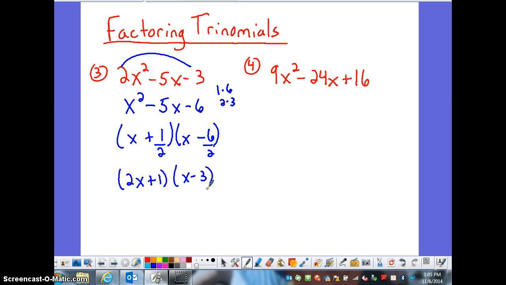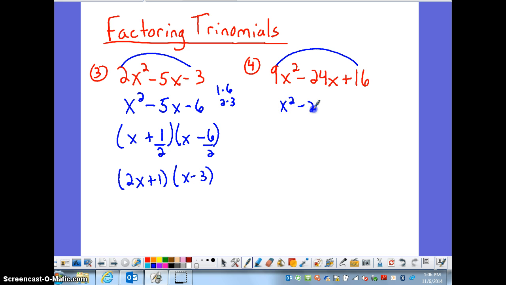Number 4. I have a 9x squared minus 24x plus 16, so I'm going to multiply my 9 times 16, just like I did number 3. This gives me x squared minus 24x plus 144. So I'm looking for numbers that multiply to be 144, and there's a whole slew of them.